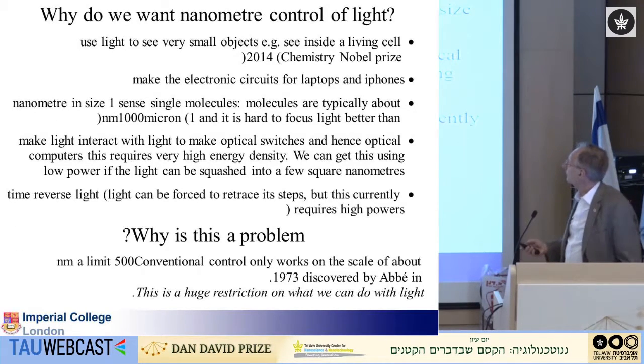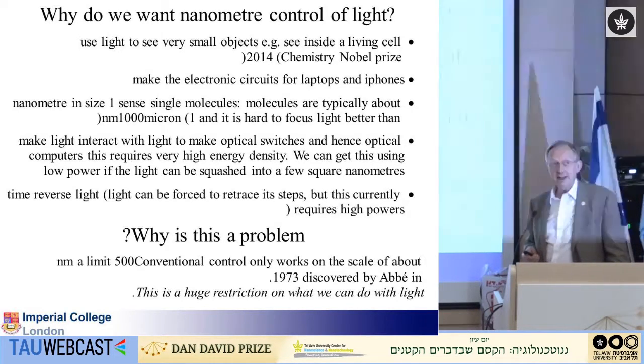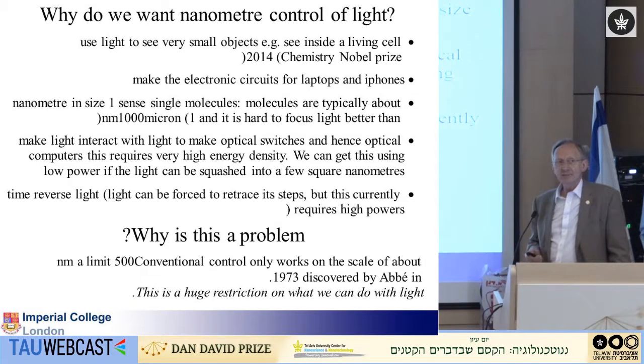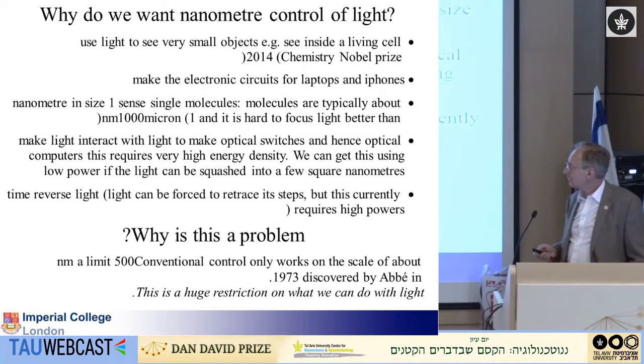So why should we want nanometer control of light? Well, using light to see very small objects inside a living cell, and there was the Nobel Prize for this a couple of years ago. The Abbe law of diffraction limits what you could see with a conventional microscope to something a bit less than a micron, and that's just where the really interesting things inside cells begin to reveal themselves. So biologists are really desperate to have microscopes that can see beyond this limit.